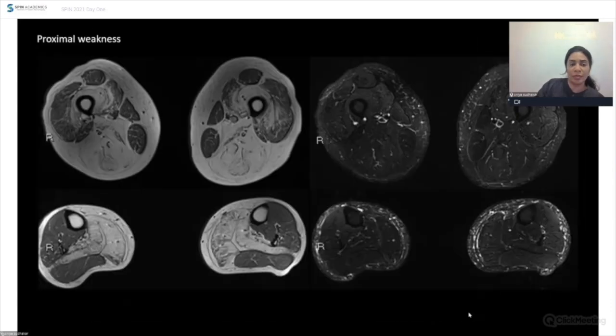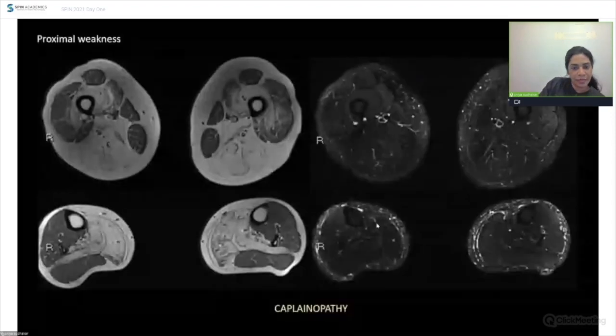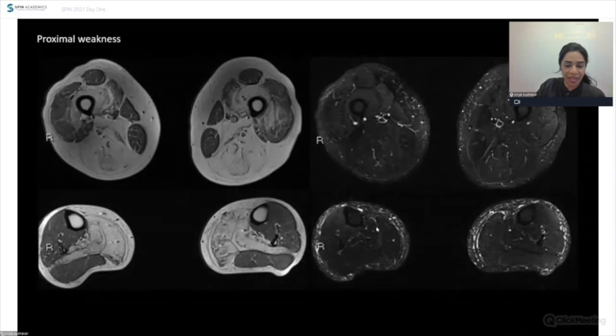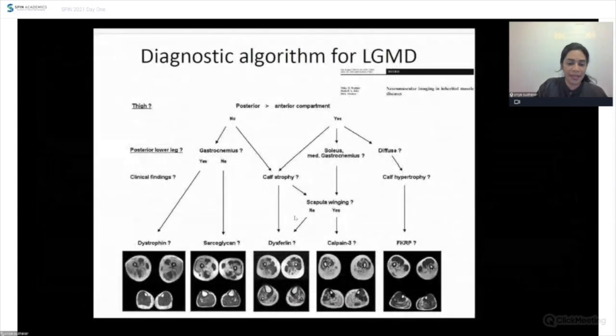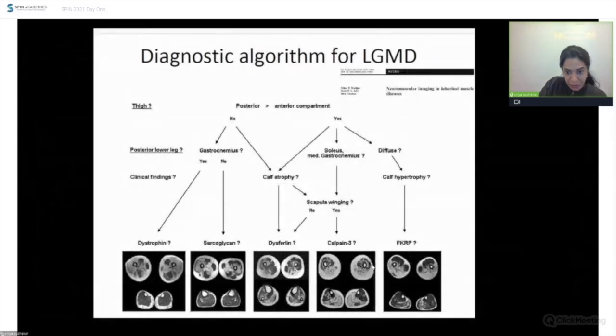So how do you make sense of this? You can look at the diagnostic algorithms. The first question you ask is, look at the thigh and ask whether it's the posterior or the anterior compartment which is involved. So in this case, as we saw, the posterior compartment is not more involved than the anterior compartment. Both are involved. And again, if you look at which muscle in the calf is most involved, you can see that the soleus muscle is more involved, and that was a capillinopathy.